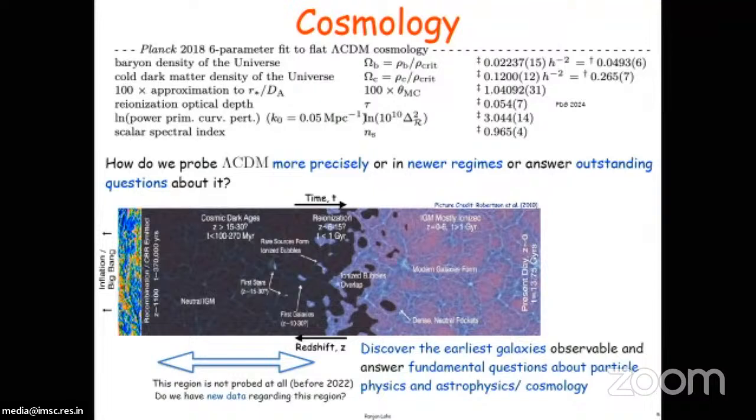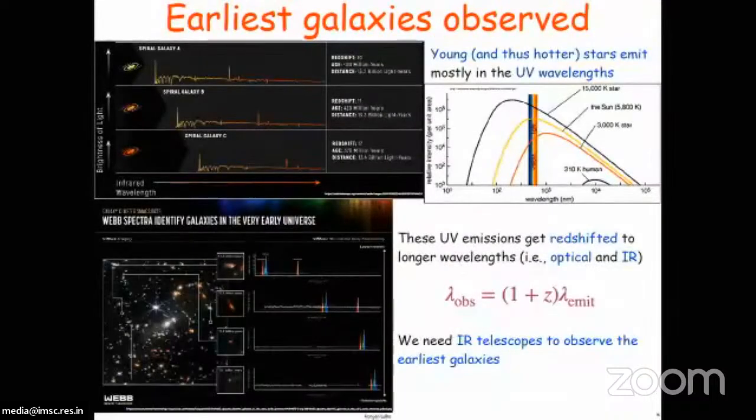In fact, before the launch of JWST, we had almost no clue of what is happening. Even now, we don't really have it, but JWST is really pushing the frontier. So the idea here will be to use the earliest galaxies that JWST has observed. I'll give some details on that, and how you can study at least one fundamental question about particle physics, astrophysics, cosmology, whatever you want to say. Okay, so the earliest galaxies observed.